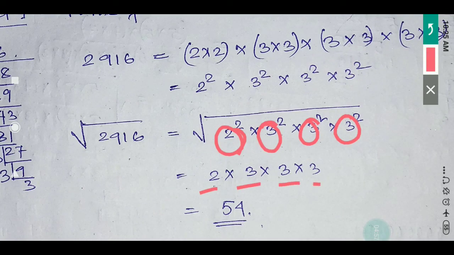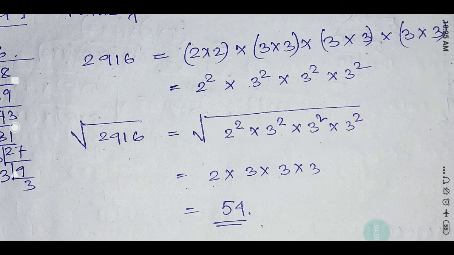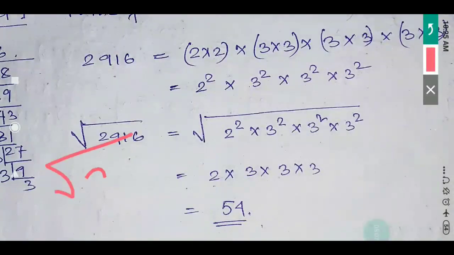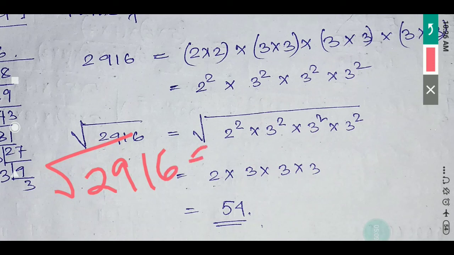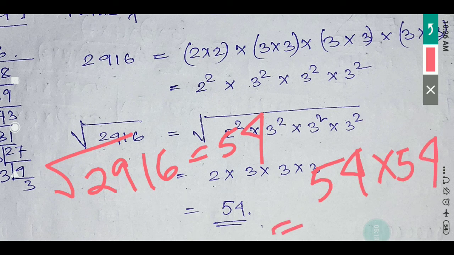Now 2 3s are 6, 3 3s are 9, 9 6s are 54. So if the question asks for the square root of 2916, it is nothing but 54. That means if you multiply 54 into 54, you will get 2916. Understood?